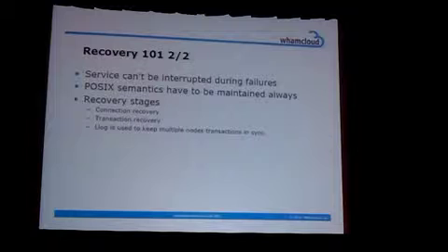During the server failure time, the service can be interrupted. That means the applications can be returned with errors, or it will just hang for a couple of minutes, depending on how fast your server comes back to serve. And also during this time, POSIX semantics has to be maintained always. That means different clients have to see the same image of the same file.